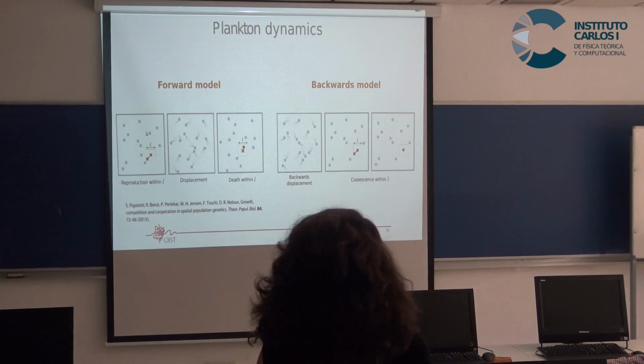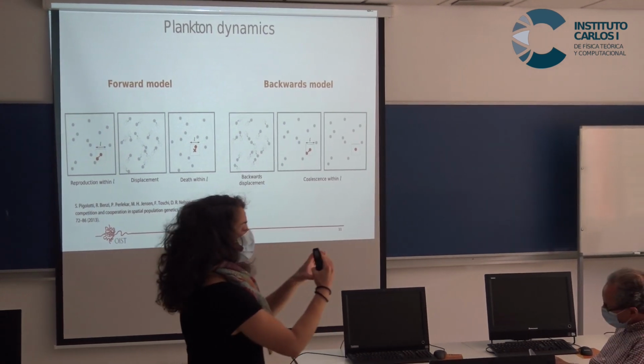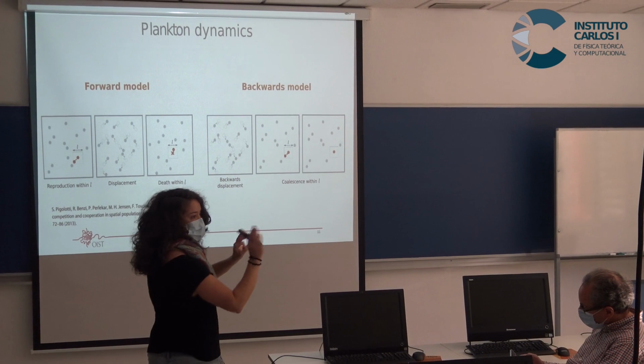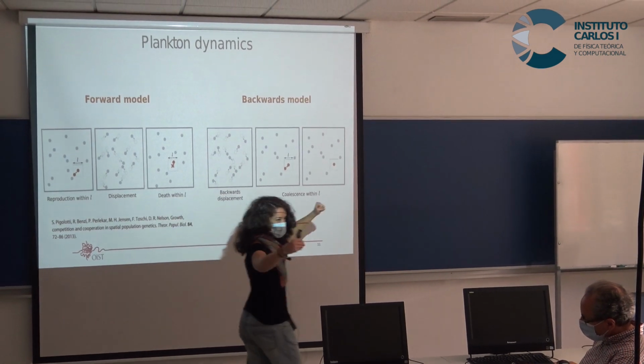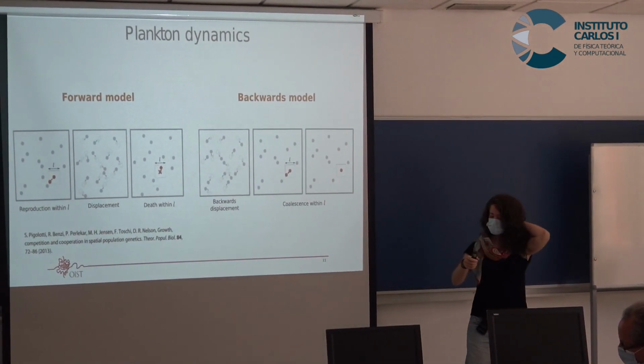Okay. Sorry, what was the gray dot again? It is where the initial population was, so that you have a reference of what is happening and where they are moving.